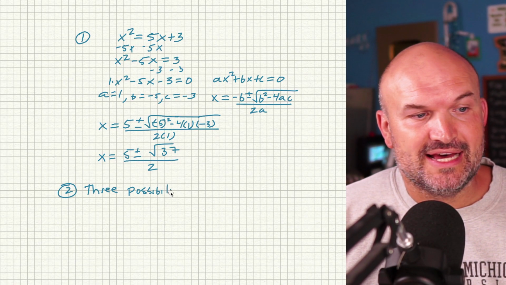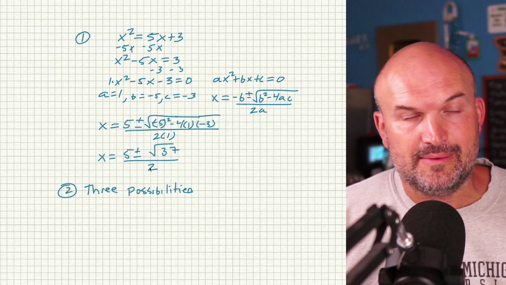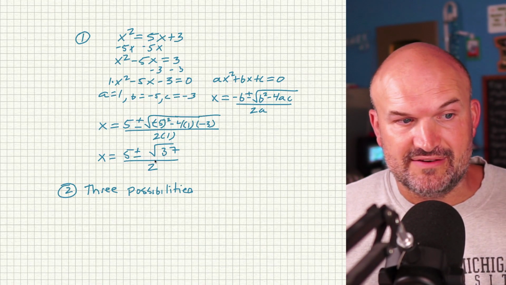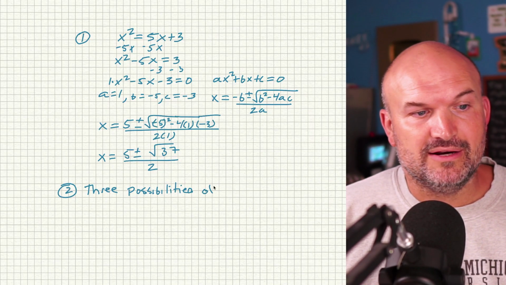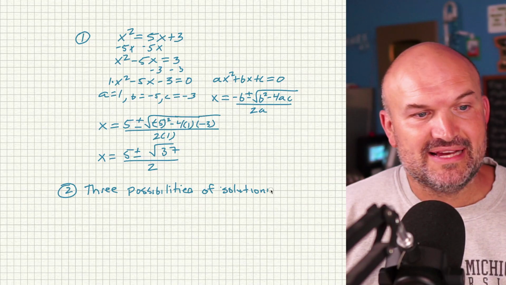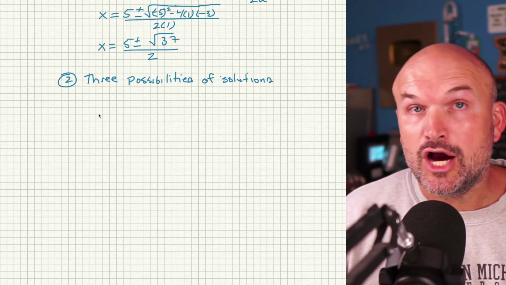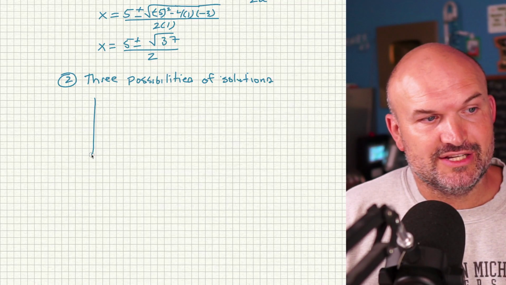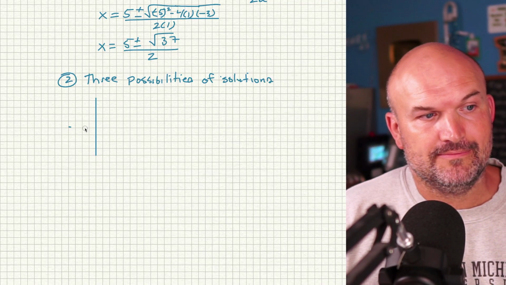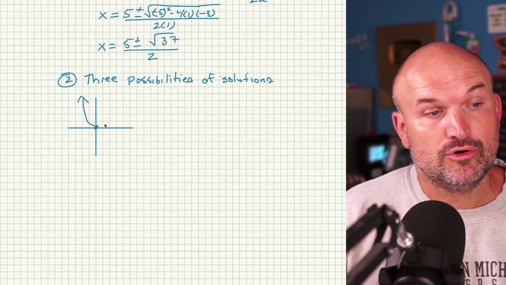Now, the last question that I just did, we had 2 solutions, right? It was 5 plus square root of 37 divided by 2 and 5 minus square root of 37 divided by 2. But there are other possibilities that we could have, okay? And that makes no more sense than when we look at the graphical approach. So what we're trying to do, again, is we're solving a quadratic, okay? Now, a quadratic has the shape of this U-shaped graph, what we call the parabola.